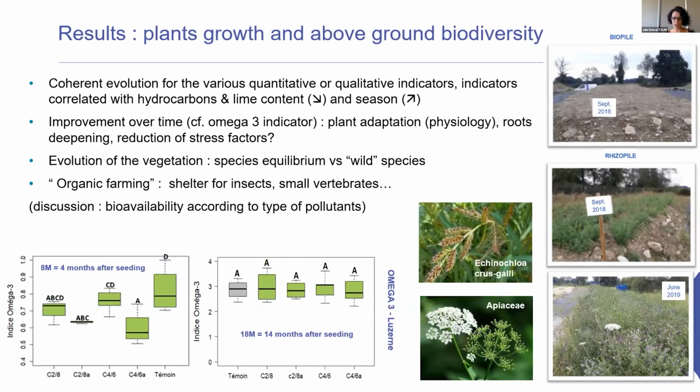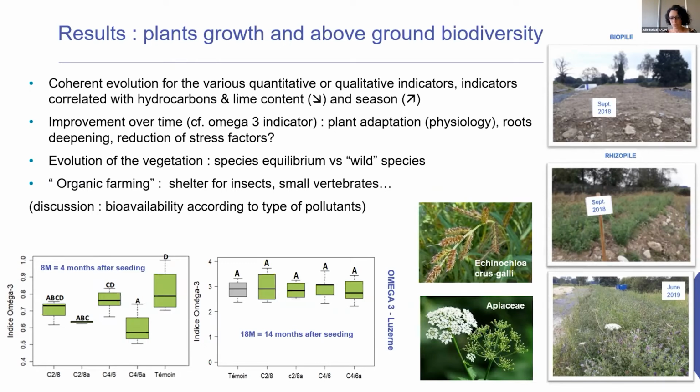And about the plants, we have followed a wide range of parameters. I won't detail every parameter, but we have seen a coherent evolution for the quantitative and qualitative indicators we have monitored. Those indicators are correlated both with the hydrocarbon contents of the soil and with the lime content of the soil. And of course, the season plays a role here as well, because in spring and early summer, and a little bit in autumn, the biomass grows quicker.